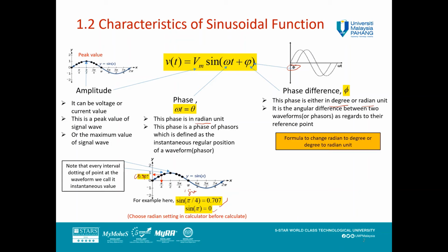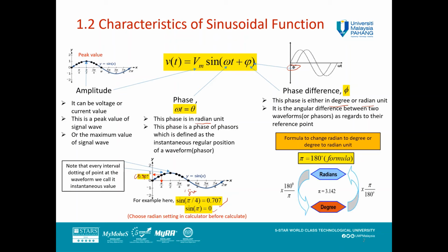Okay, formula to change radian or degrees. Ini adalah yang penting juga. You kena guna formula ni lah. Pi equals to 180 degrees. Pi bentuk radian, degrees bentuk dia 180. So kalau nak buat pertukaran daripada radian ke degrees, you kena gunakan formula ni lah.